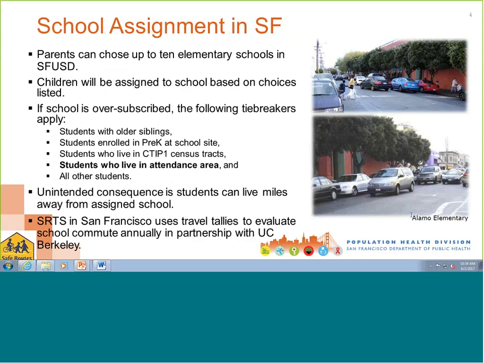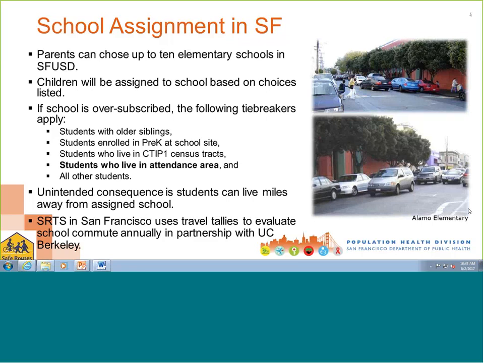So school assignment in San Francisco, which determines, has a big impact on transportation. It is a choice system in San Francisco. It is not a neighborhood assignment system. So it's actually called a blended choice system. So families can apply to up to 10 schools all over the city, and they can be assigned to schools based on the choices that the family lists.